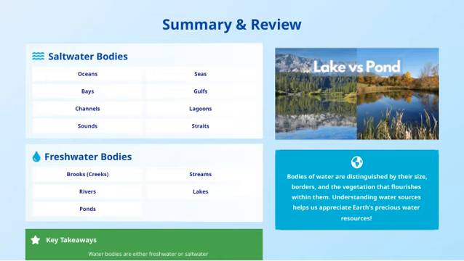Understanding the differences in size, borders, and the vegetation around them helps us appreciate their unique qualities. Most importantly, recognizing these distinctions helps us better understand Earth's precious water resources. By managing and conserving these diverse water bodies, we can ensure a healthier planet for future generations.